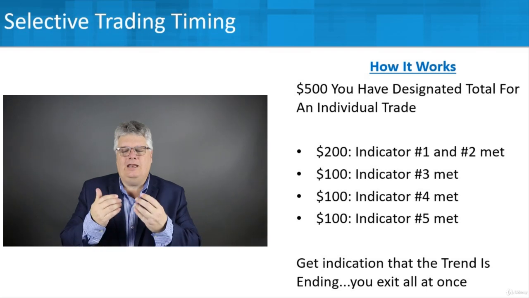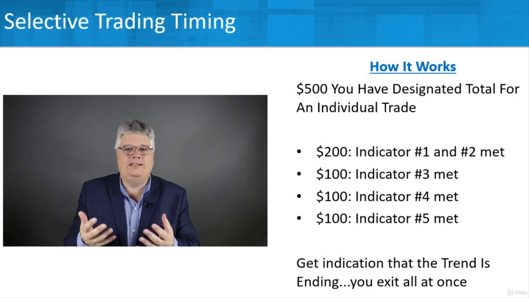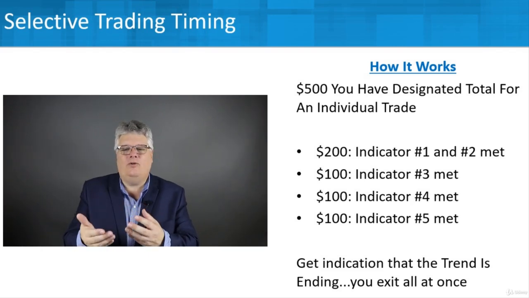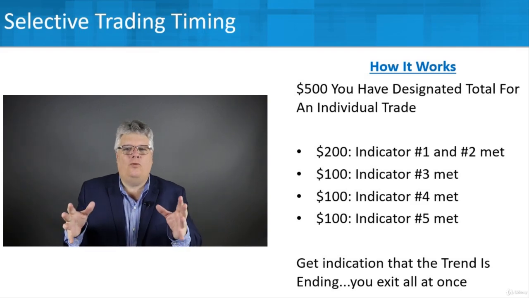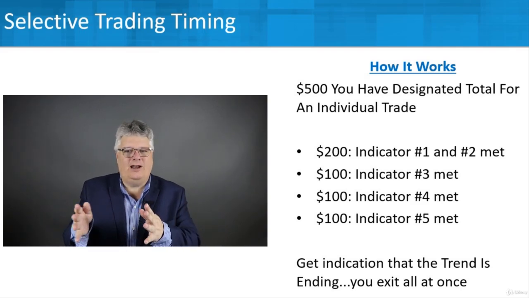Now when you get an indication that things are changing, like the trend is ending, you might not have been putting in all your fourth and fifth, maybe they never were met, maybe you've got only $300 in this case. Either way, whether you have only your smallest amount in or are fully in, once you see that there's a change or the trend is ending, you exit all at once. You don't exit in kind of reverse order or slowly exit.